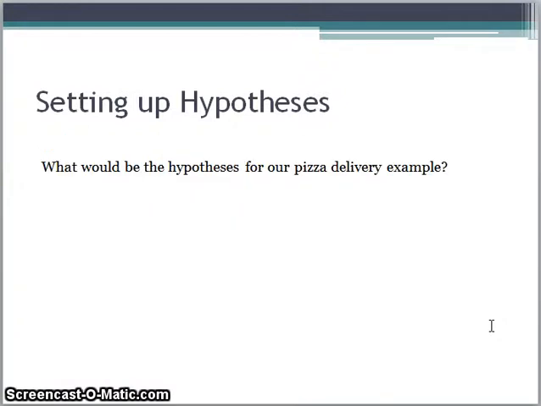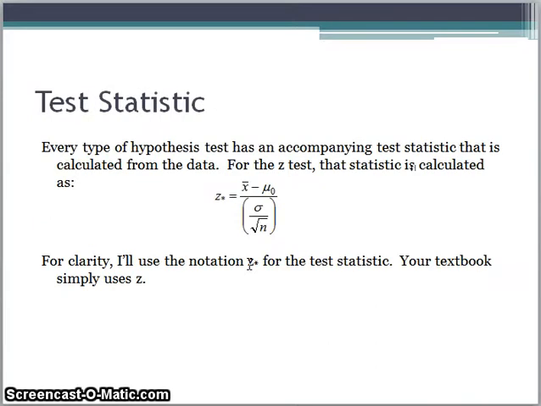So what would be the hypotheses for our pizza delivery example? In that one, remember, they were claiming that they delivered in less than 30 minutes on average. So their claim is less than 30, so that means the alternative hypothesis is going to be mu less than 30. And that means the null hypothesis is going to be mu equals 30. Alright, so that's the first step, back in our list of steps. Our first step was setting up hypotheses. The next step is calculating the test statistic and then the p-value.